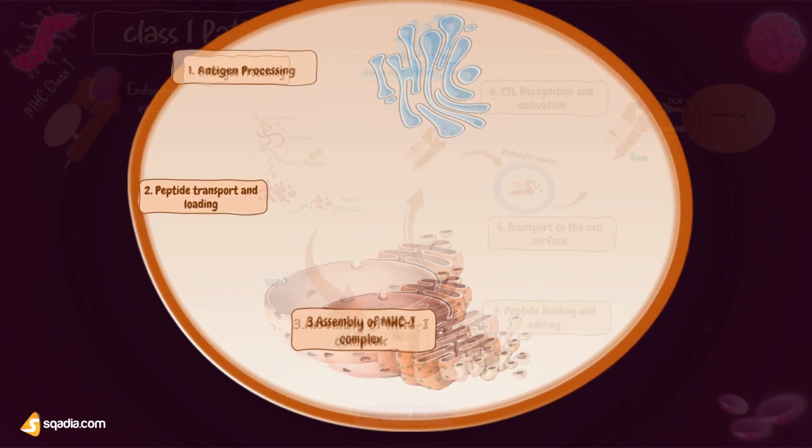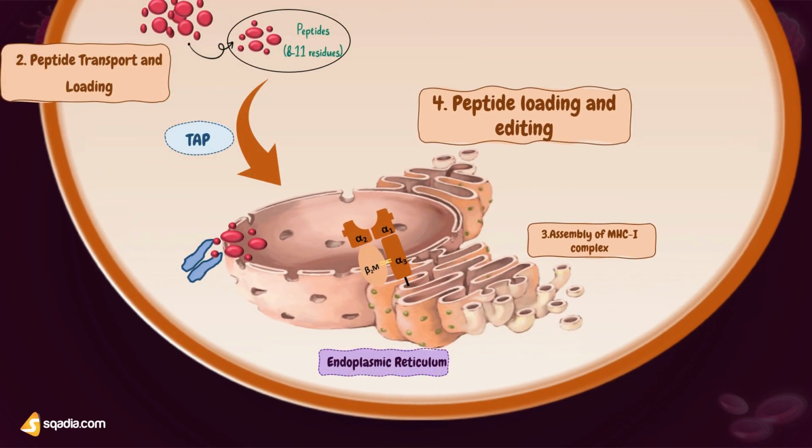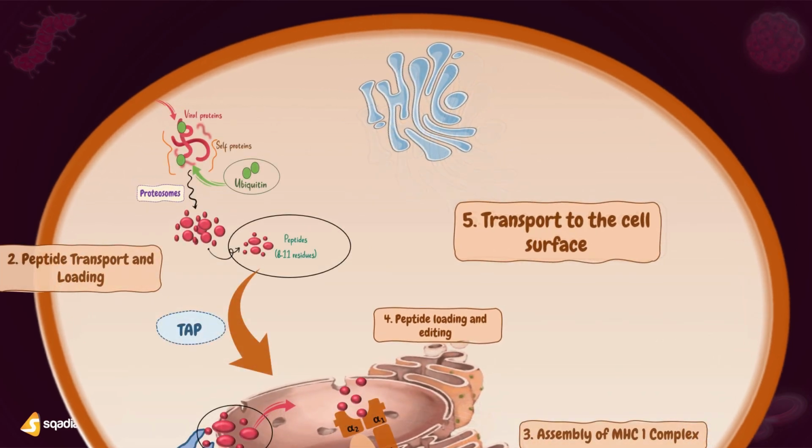So, now within the ER, this newly synthesized MHC Class I molecule undergoes a process called peptide loading and editing. The peptides that were generated by proteasomes and transported by TAP to the ER are trimmed and further processed by enzymes within the ER to generate optimal peptide lengths for MHC Class I binding. And then the MHC Class I molecule binds to a specific subset of peptides that have high affinity for its peptide binding groove. After this peptide loading, next there occurs the transport to the cell surface.